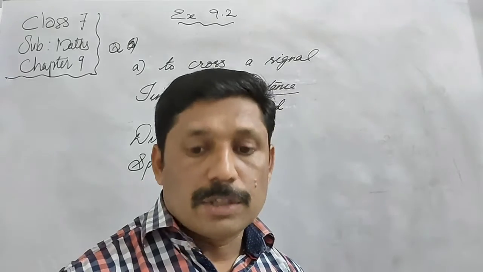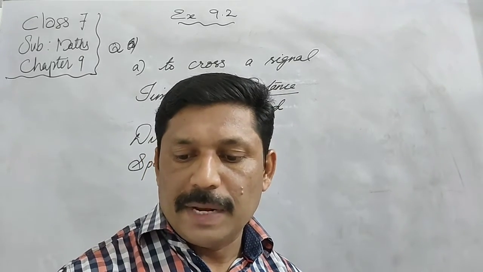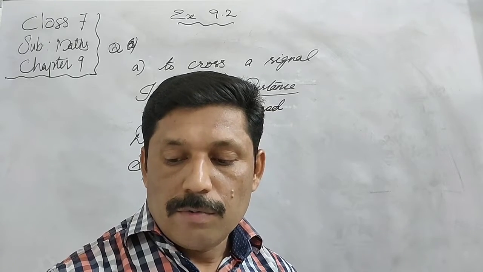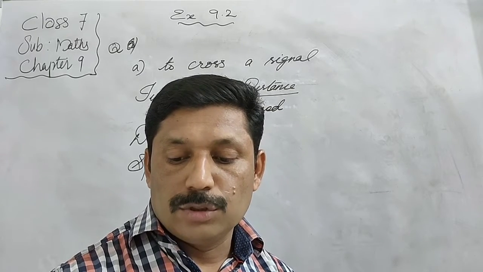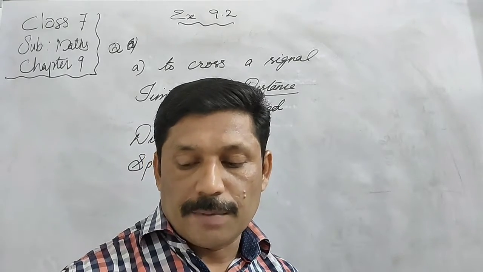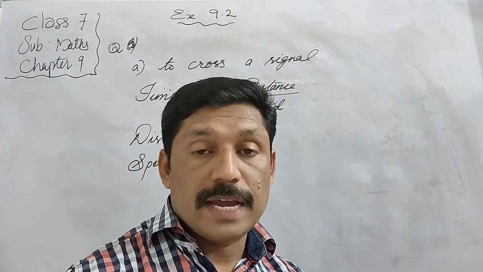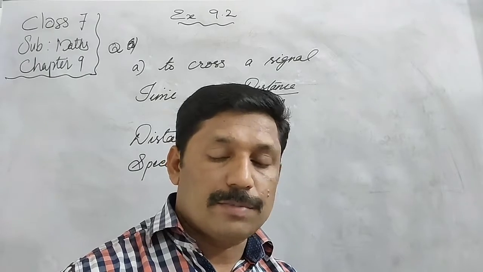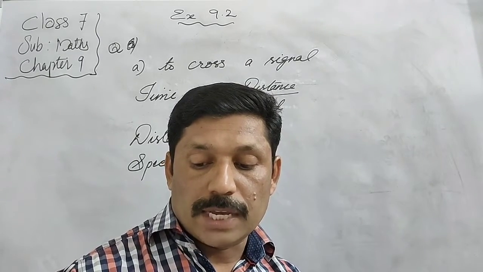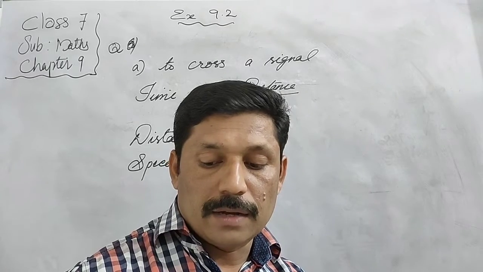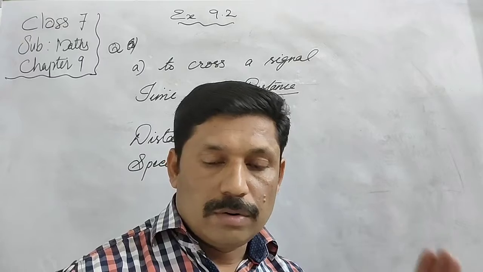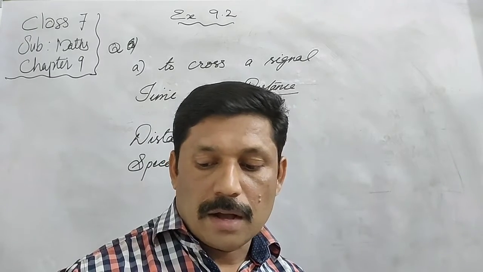Students, next question, question number 6. A train is 300 meters long and is traveling at 85 kilometers per hour. Find the time taken by it to cross a signal. The length of the train is 300 meters and its speed is 85 kilometers per hour. What is the time taken to cross a signal pole? You know that train signals are there. In order to cross that signal, how much time?